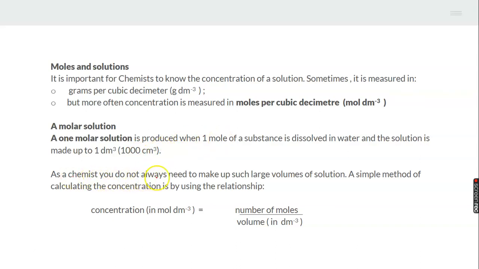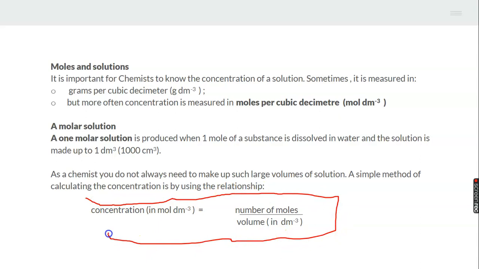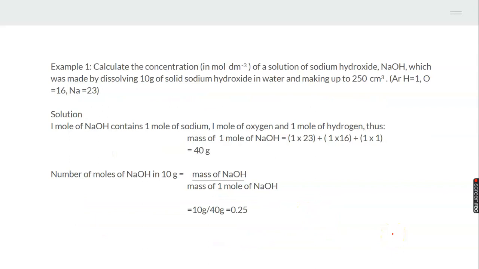As a chemist, you do not always need to make up such a large volume of solution. A simple method of calculating the concentration is by using this method. So instead of putting excess water, you can always calculate your concentration using this formula. You can calculate concentration in moles per dm cube using this formula: number of moles divided by volume in dm cube. So this is the example.